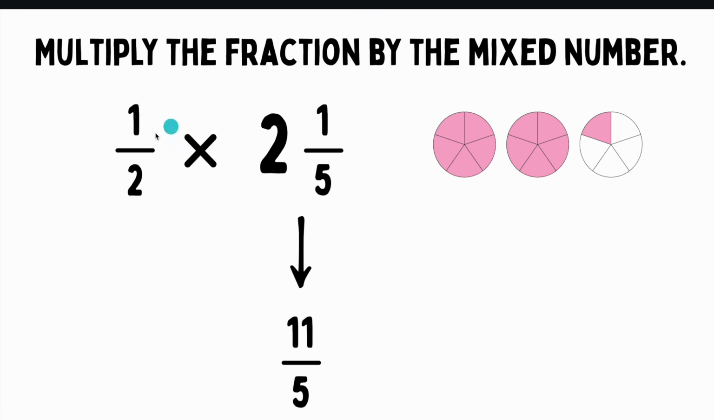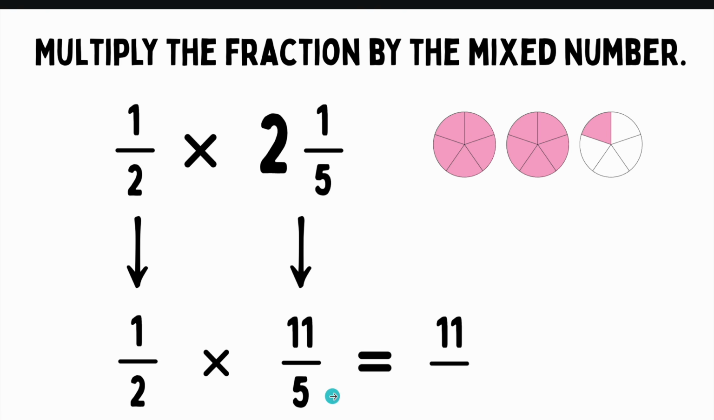11/5. Now let's bring down this fraction, half. We have half times 11/5. Let's multiply the numerators. 11 times 1 is 11. 2 times 5 is 10. The product is 11/10. But we can turn this fraction that's greater than 1 whole, also known as an improper fraction, into a mixed number.